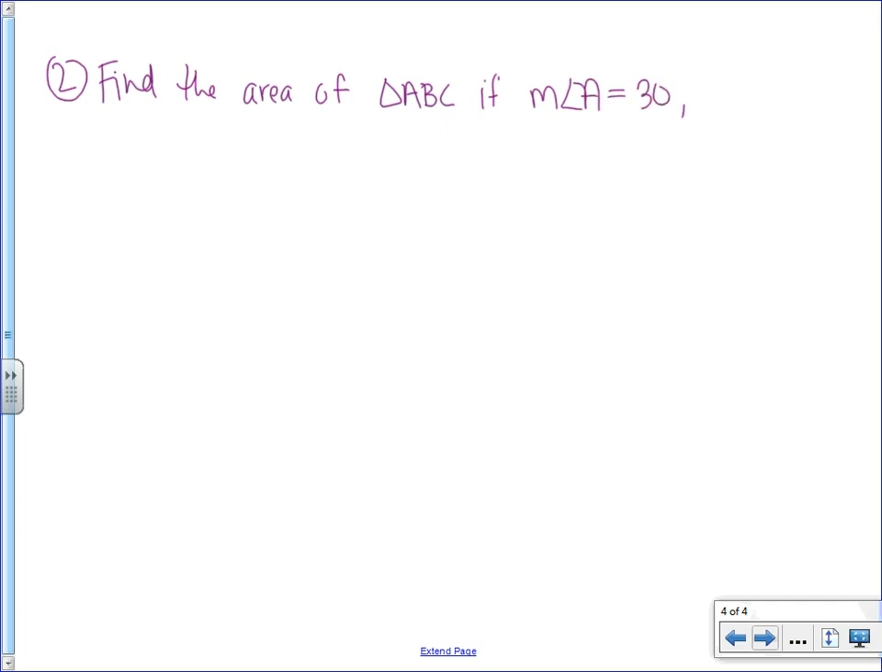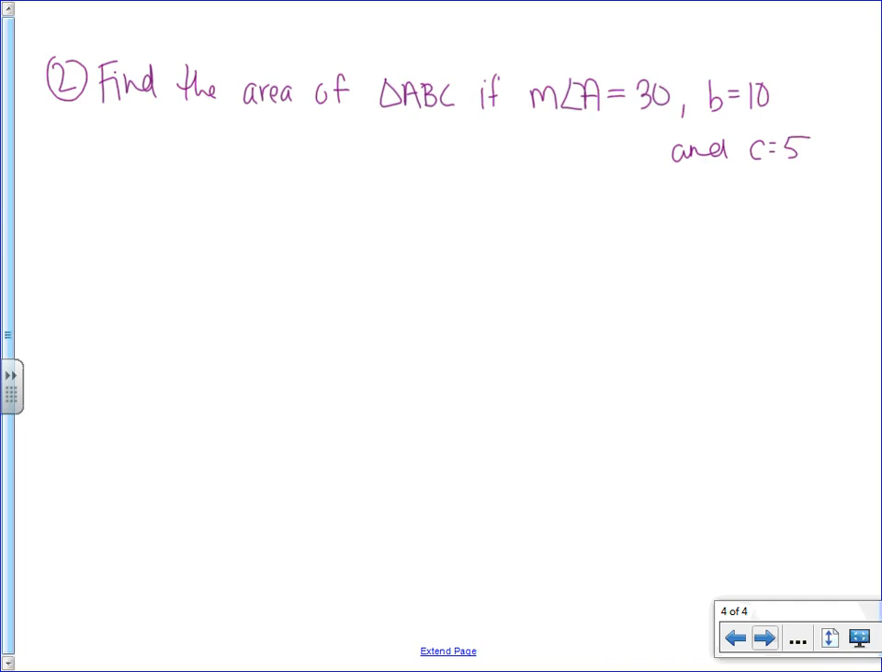Let's do one more example. Here we go. Find the area of triangle ABC if the measure of angle A is equal to 30, B is equal to 10, and C is equal to 5.